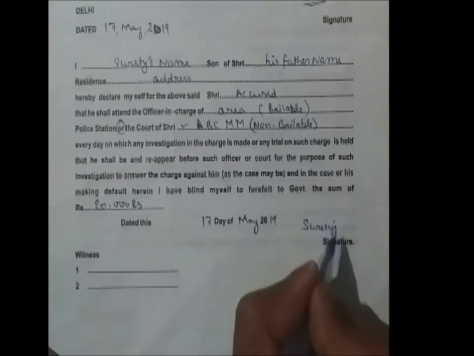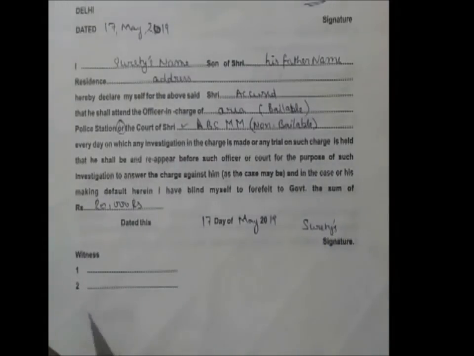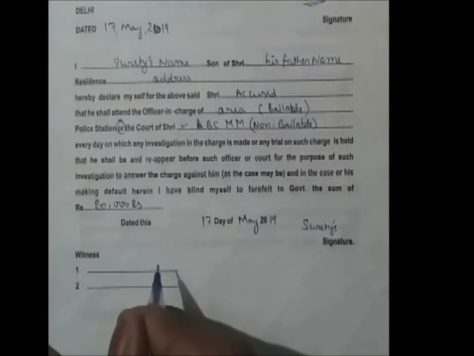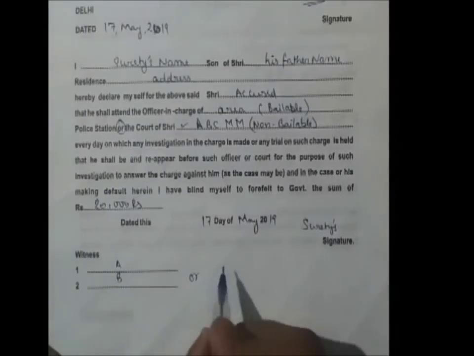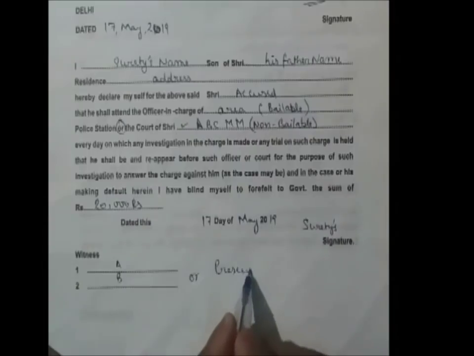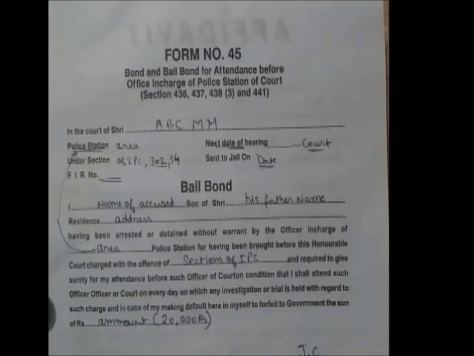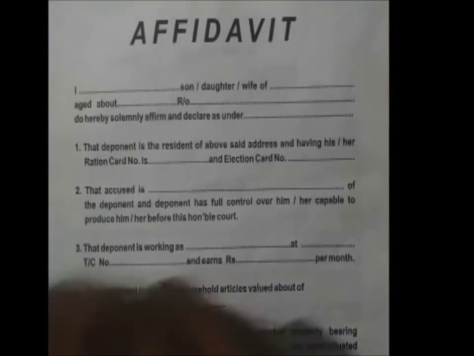Then we have to mention the signature of the surety. Okay, on the right hand side. Then we have to mention the witnesses. Let's say the names of the witnesses are A and B, nothing else. We have to do it here, or we can also write that this bail bond is presented by the advocate. Okay, this is the next page.